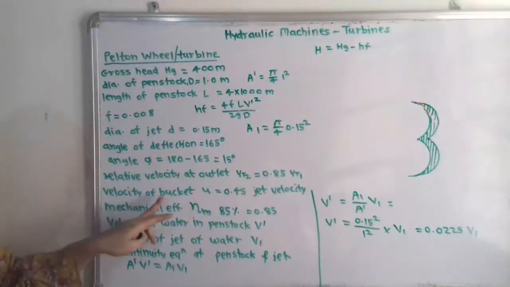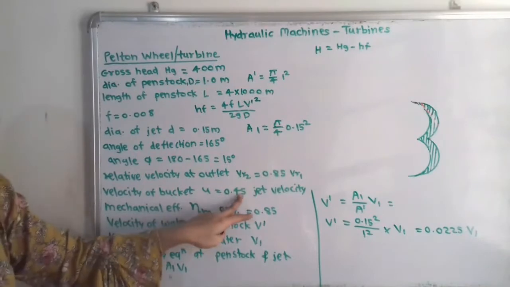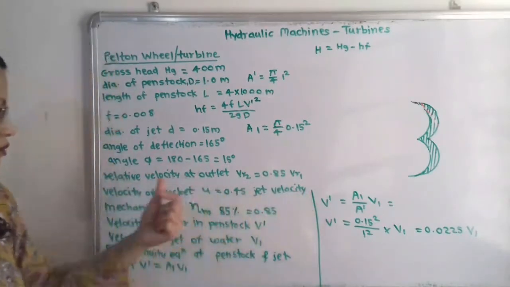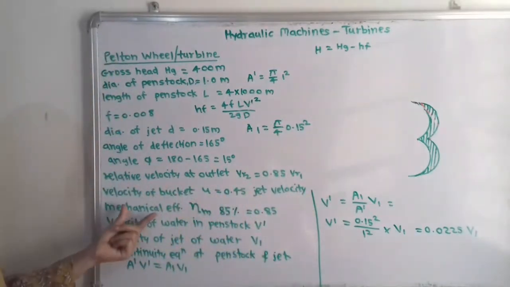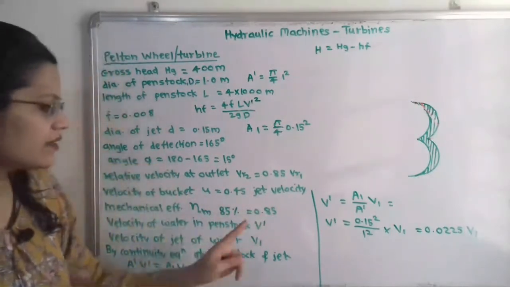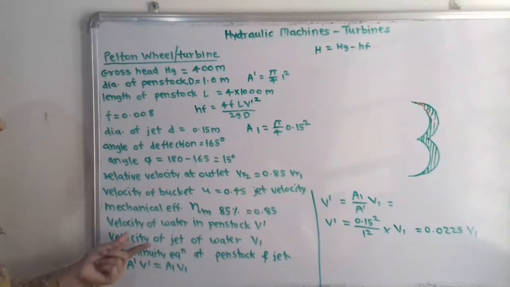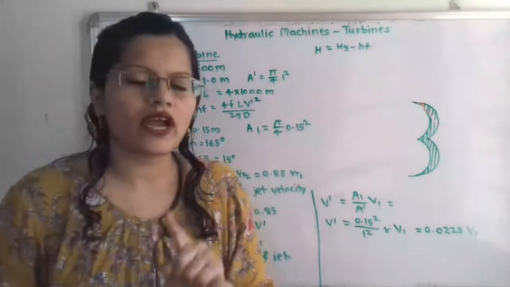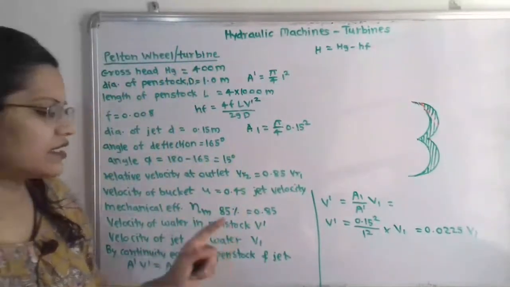Then the velocity of the bucket U is equal to 0.45 times the jet velocity. This is given. Then the mechanical efficiency is also given as 85%, so we will say 0.85. Now we don't know the velocity of water in the penstock and the velocity of the jet of water.